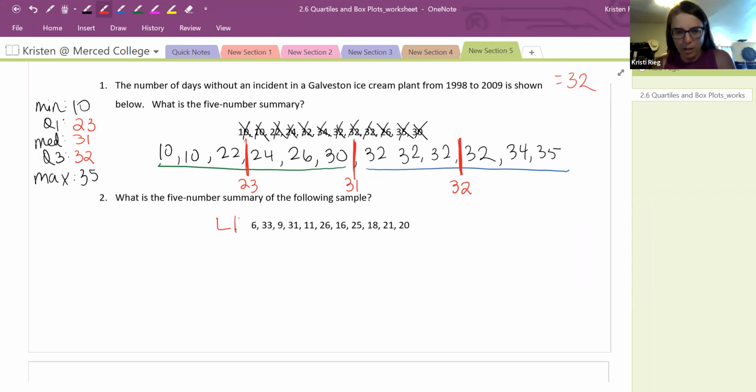So I have 6, 33, 9, 31. These are definitely not in number order, but that's absolutely okay because the calculator doesn't care. So this would definitely be a pain to start off with if I was to write it in number order. Okay, so I have all my numbers in there. There's 11 numbers in this sample, and I'm going to go to stat, 1 variable stats. We're doing 1 variable stats until like chapter 12. It's going to be 1 variable stats for a long time, and when it changes, you will absolutely know.